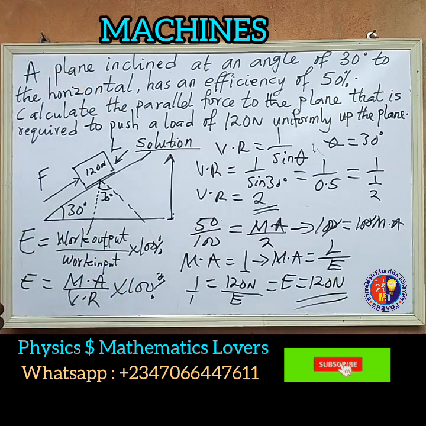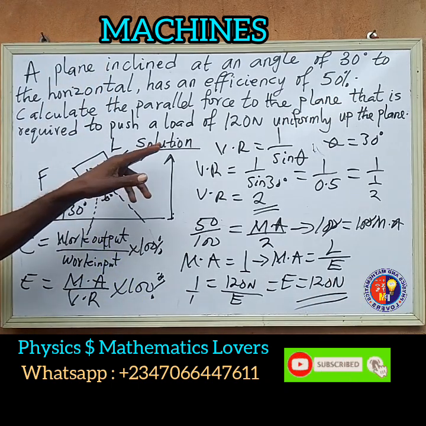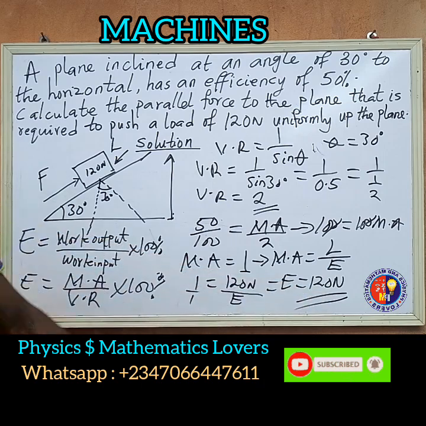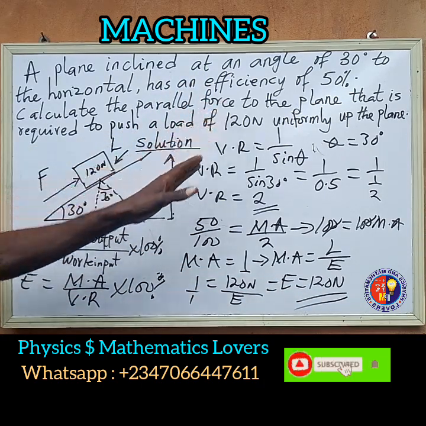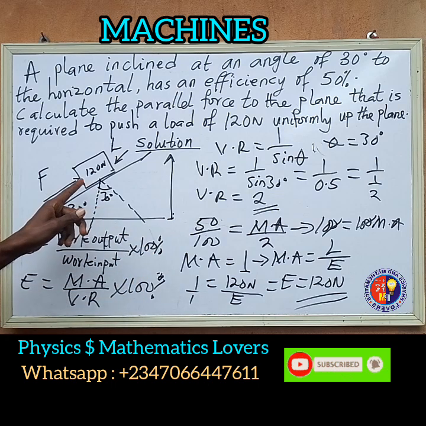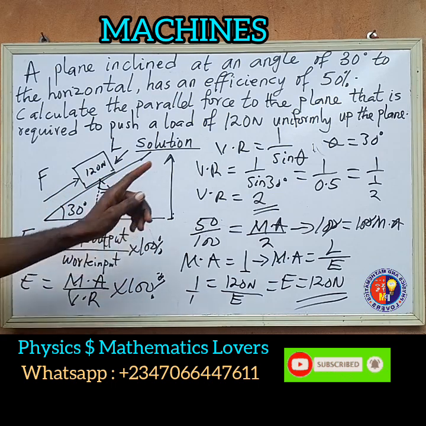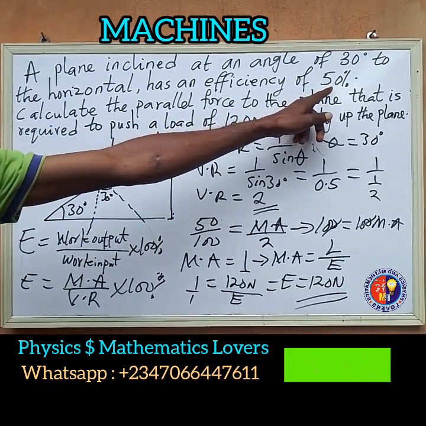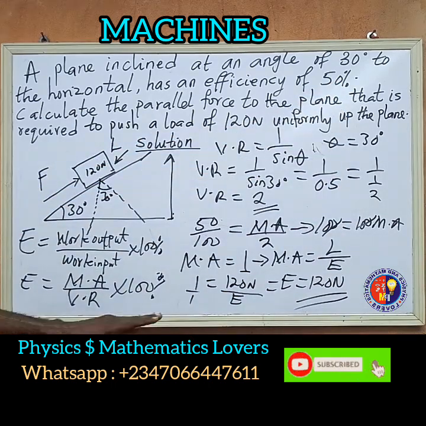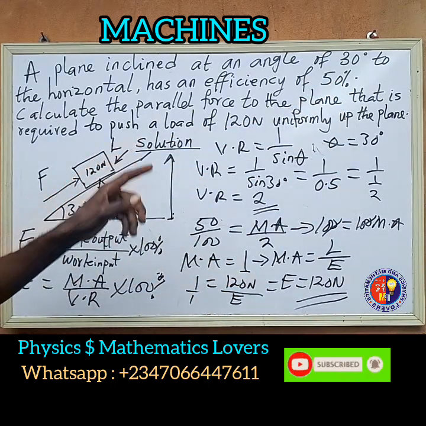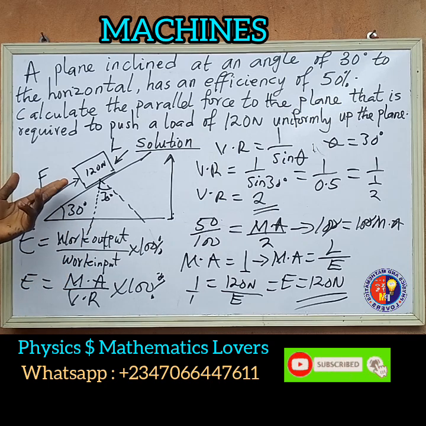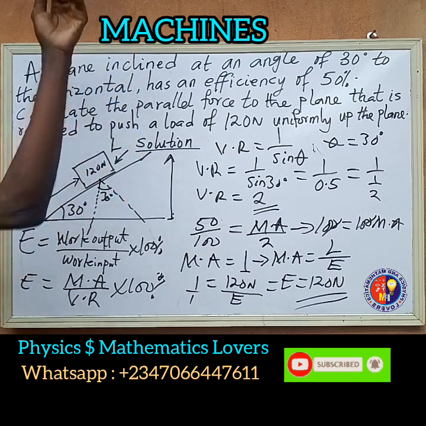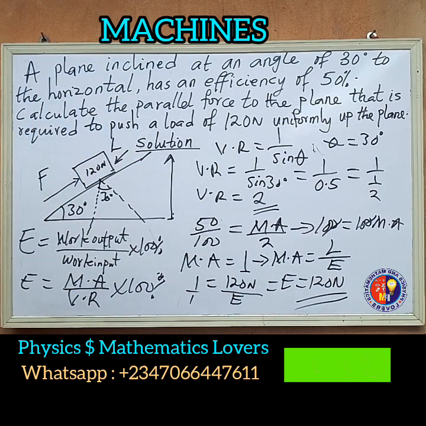So, the effort that is required to lift this load to this platform is 120 Newton, according to the values given to us here. So sometimes the effort might be greater than the load. But in this case, due to the efficiency of 50%, the effort is equal to the load. So that is the work of an inclined plane. It makes the work very easy for you, and it takes little effort for you to lift the load to a greater height to any platform that is required.